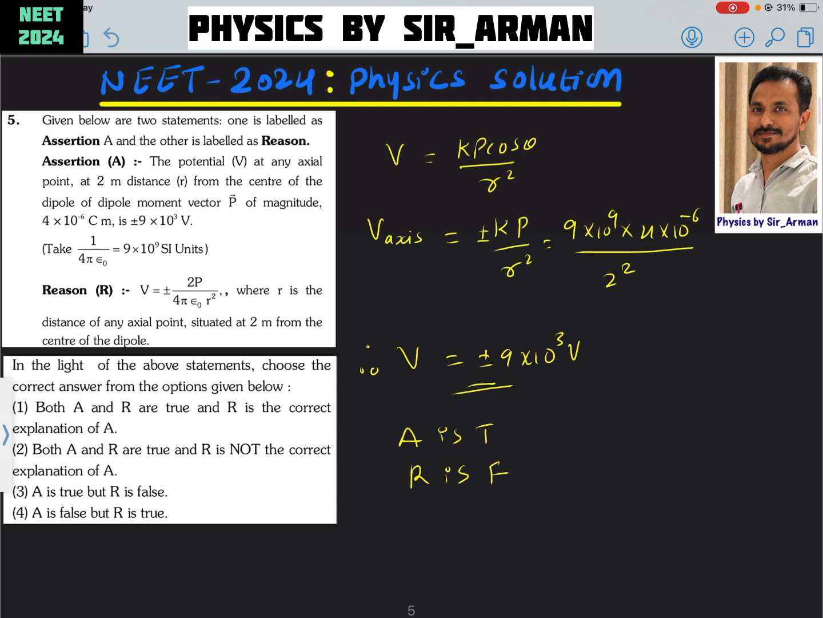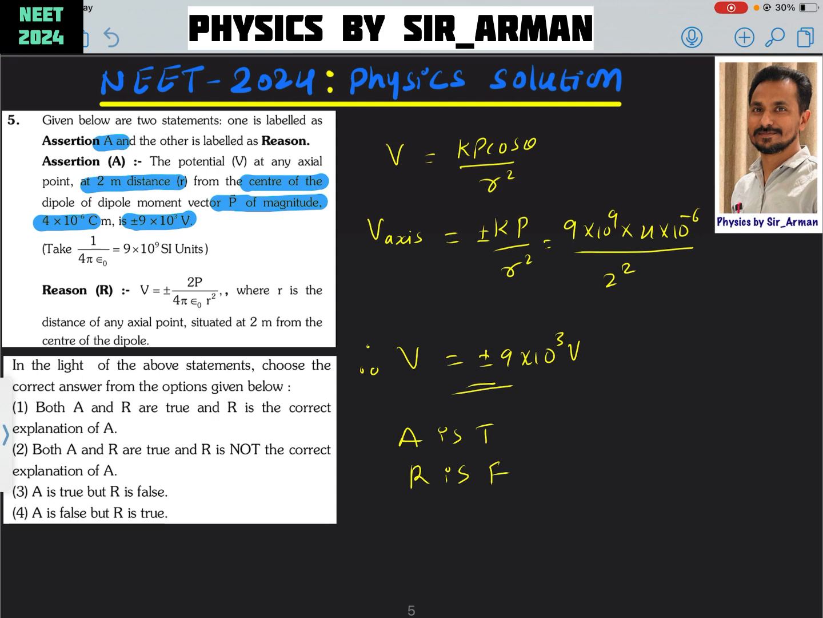Question number 5. Given below are two statements, one labeled assertion and the other labeled reason. The potential V at any axial point at 2 meter distance from the center of a dipole of dipole moment P of given magnitude is stated. Dipole moment is given and the potential, that is voltage, is given, so let us verify whether the given voltage is right or wrong.